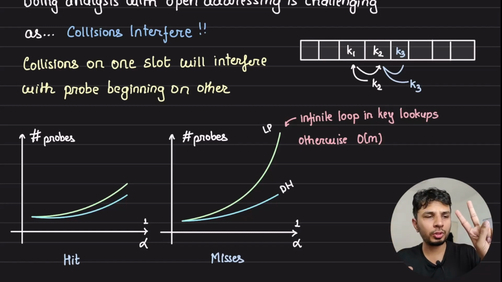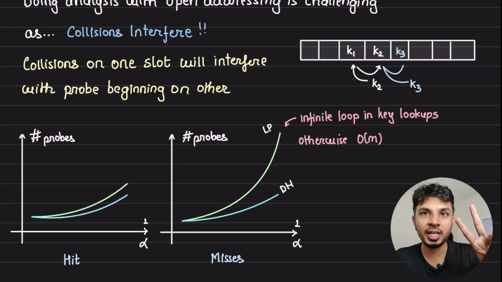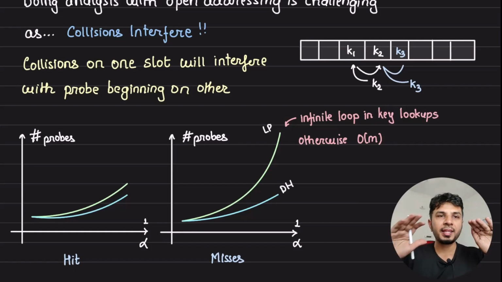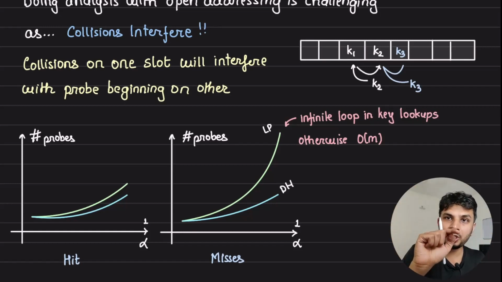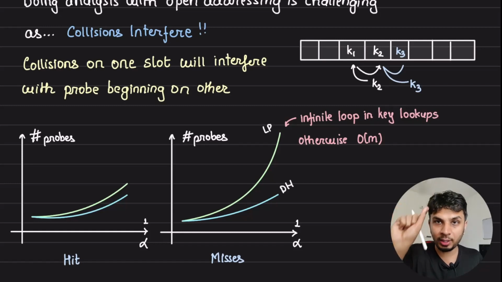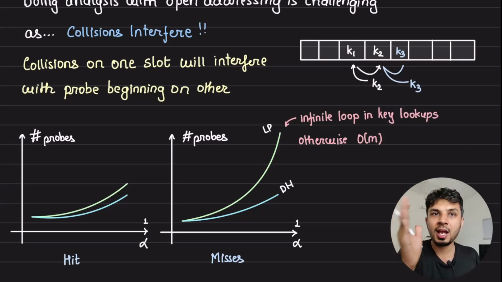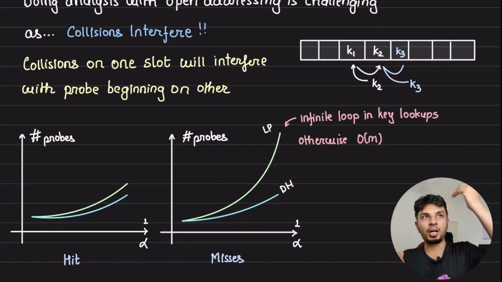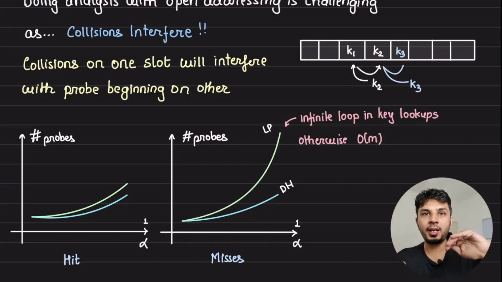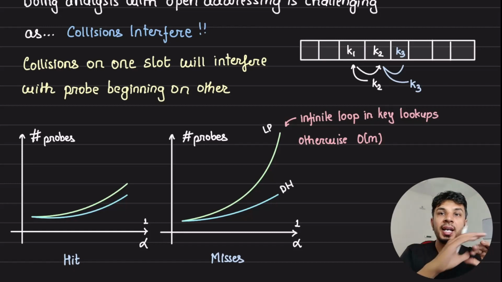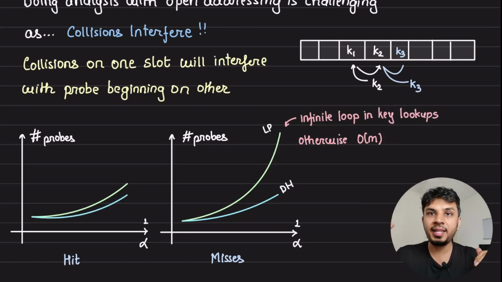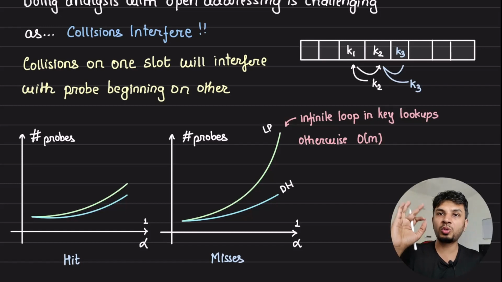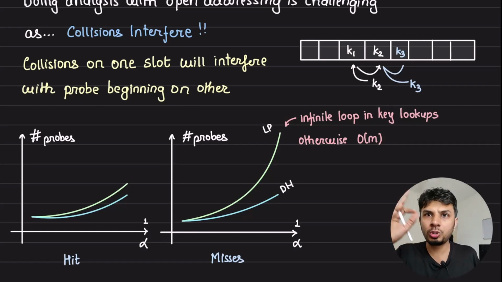So two common ways to handle collisions with open addressing. First is linear probing and second is double hashing. Now if I talk about the number of probes, that is, upon collision, how many times would I have to move forward to find the next slot, and plot that against hits and misses for linear probing and double hashing, what we see is an exponential rise in the number of probes required for us to find an empty slot or to do a key lookup, right?